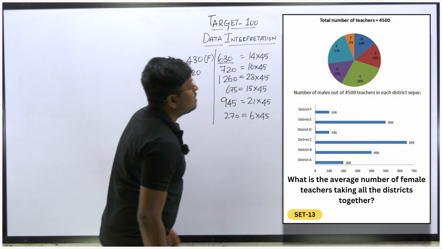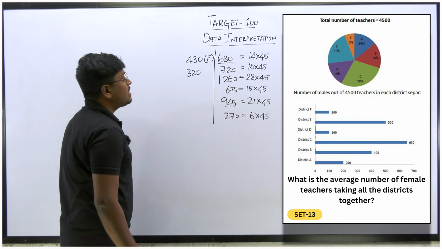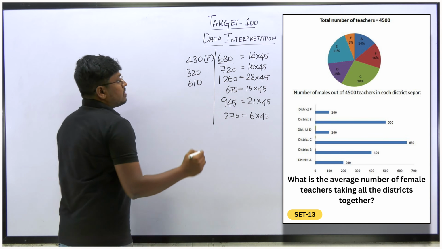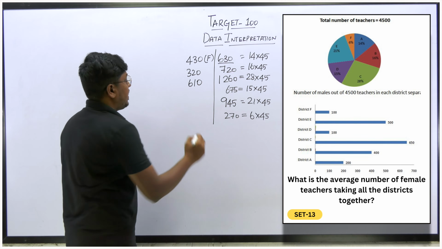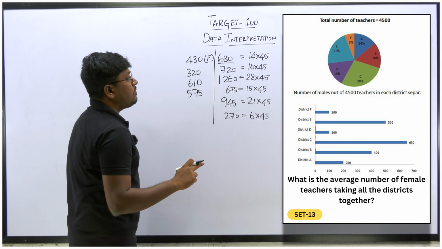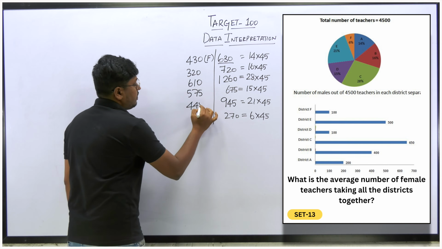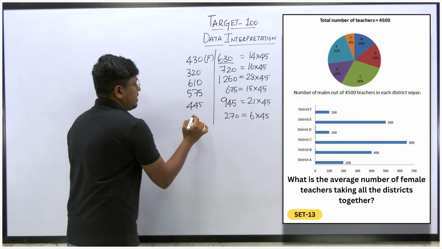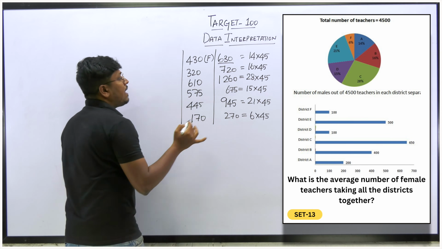District C is how much? 650. So 1260, 650. So 610. So next will be 575. 945. So 945, 445. So next female will be 100, right? 170. That's it. So these are the females, and the males are directly given in the chart.